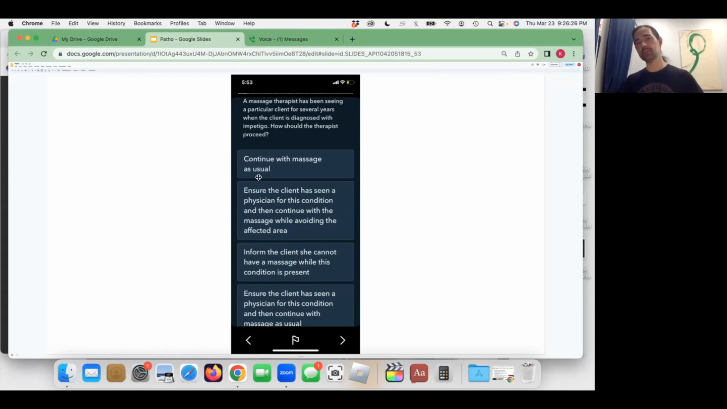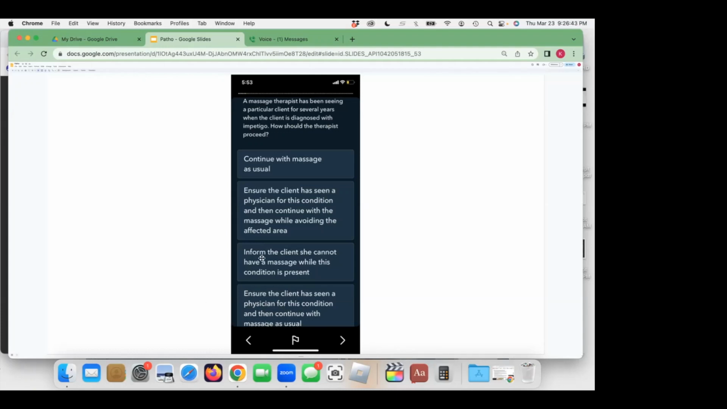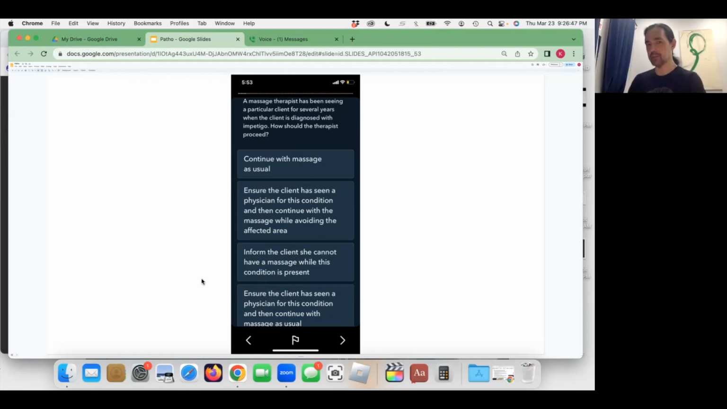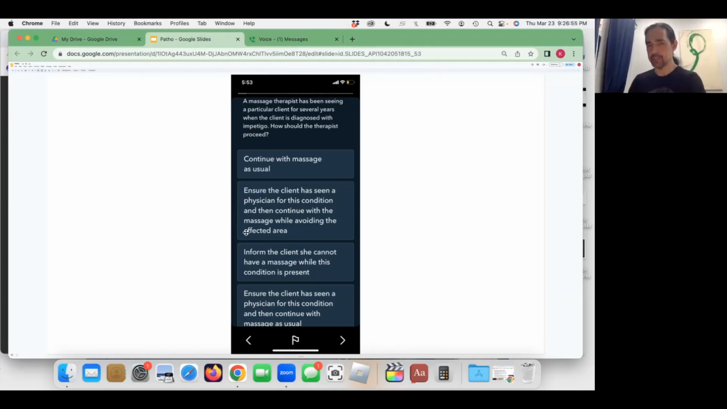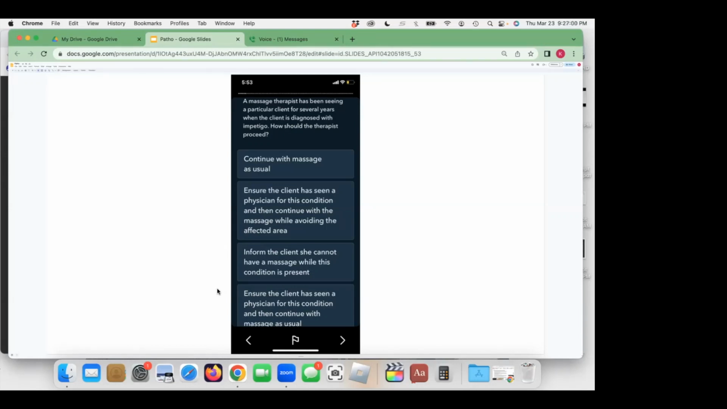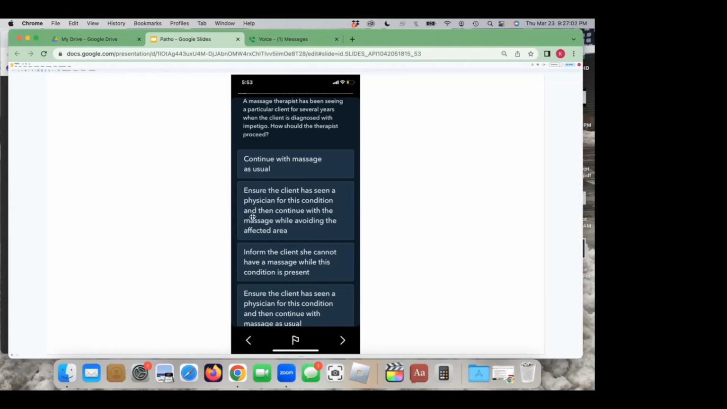Continue with massage as usual. Ensure the client has seen a physician for this condition, then continue with the massage while avoiding the affected area. Inform the client she cannot have the massage while this condition is present. Ensure the client has seen a physician for this condition and then continue with the massage as usual. I'm gonna say C, the third one. Inform the client she cannot have a massage while the condition is present. Okay. Anybody else have an opinion? I would say the second. Ensure the client has seen a physician for the condition and then continue with the massage while avoiding the area. Okay. Maybe. What's the difference between 2 and 4?